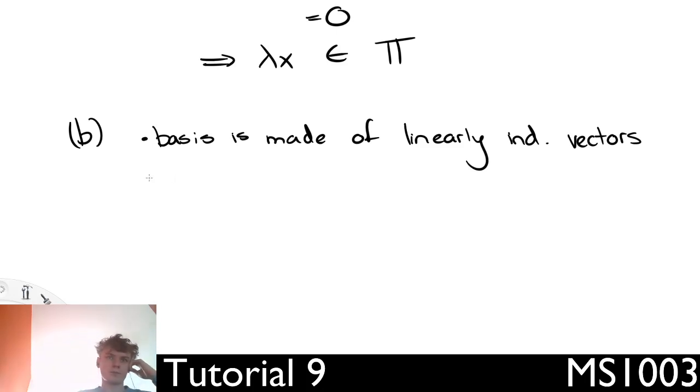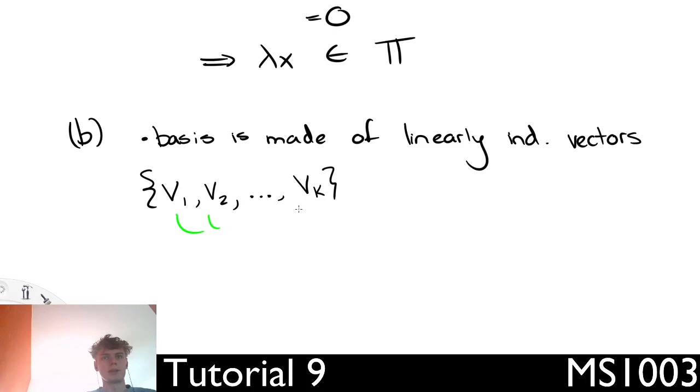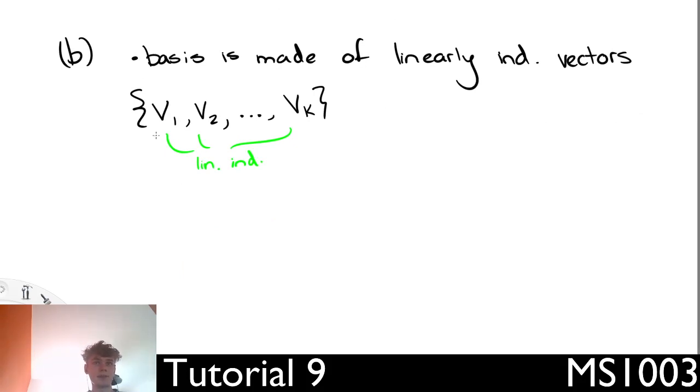And so if I take a basis of vectors v1, v2, so on and so forth, and maybe we have k different vectors, that means all these vectors should be linearly independent, which I write as lin ind. What other condition do we need? We have this condition here, that they should be linearly independent. But what are we making a basis of? We're making a basis of pi, the plane.